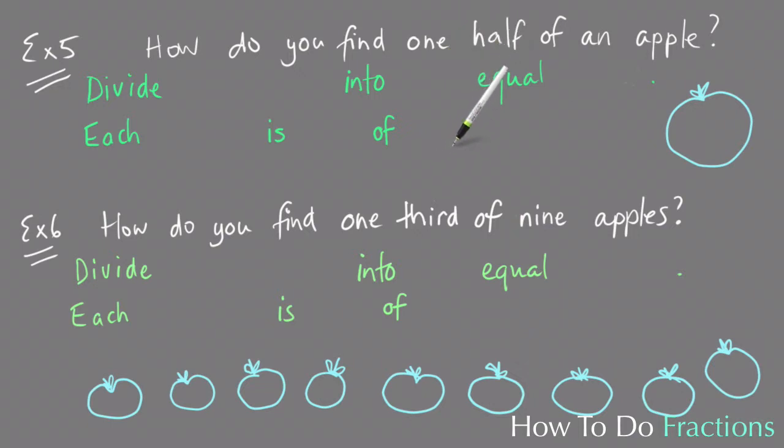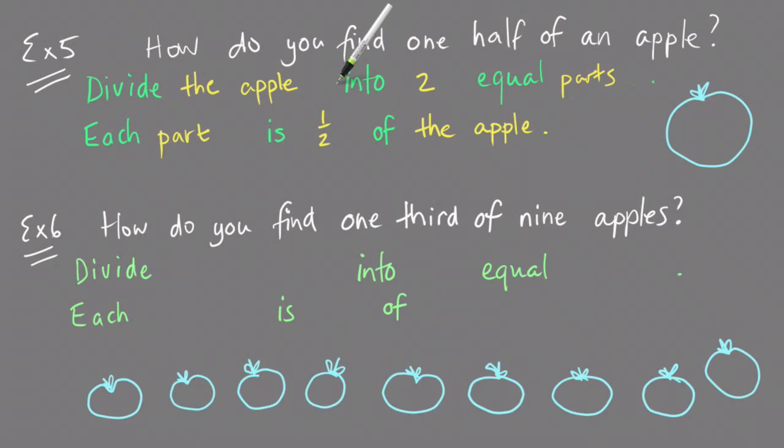So I'll fill those words in for you now. So once again, divide the apple into 2 equal parts. Each part is 1/2 of the apple. Here's the apple, and I'm going to divide it into 2 equal parts.